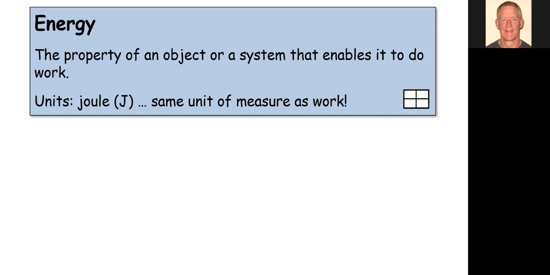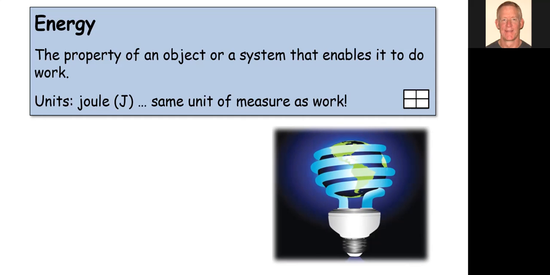So let's define energy in the broadest sense from a physics standpoint. It's the property of an object or a system that enables it to do work. Now notice the unit of measure for energy is the joule, the same unit of measure that we used for work. Remember, work we defined as applying some force to move an object a certain distance, to work against another force and move that object or cause it to accelerate.